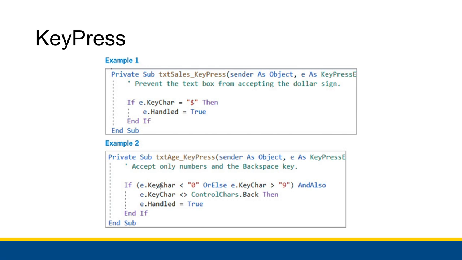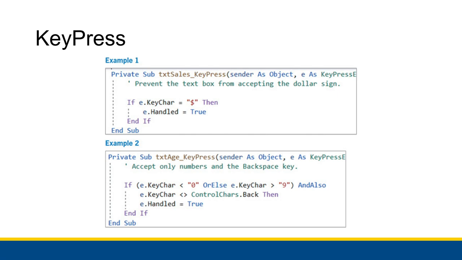So if this is true, if it's less than 0 or greater than 9, well, this whole thing is false, right? But it also has to not be the backspace, which is ControlChars.Back. That's just the special word for the backspace. So you have to check to make sure, okay, if it is not between 0 and 9, and also it is not backspace, then we throw it out. We lie to Visual Basic, we say that it's handled, that it made it to the text box, and they forget it, it gets thrown to the void, whatever.